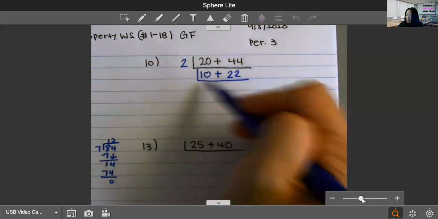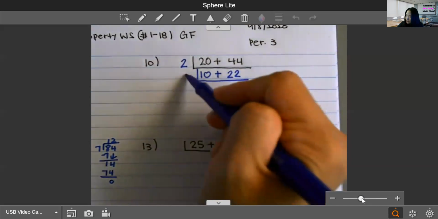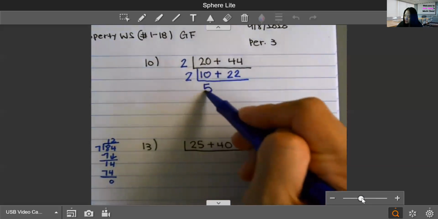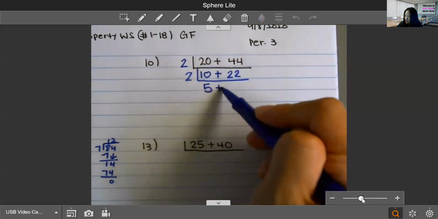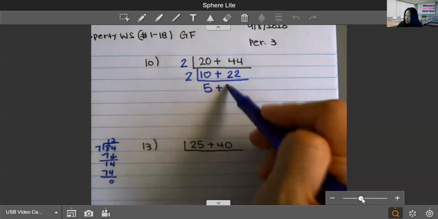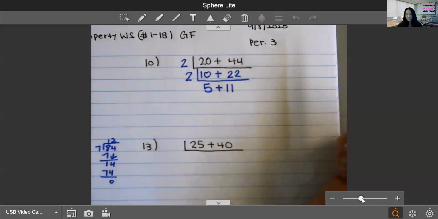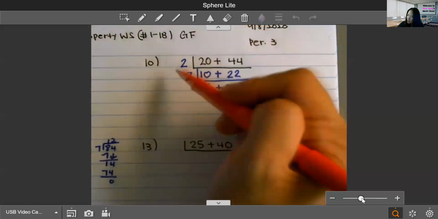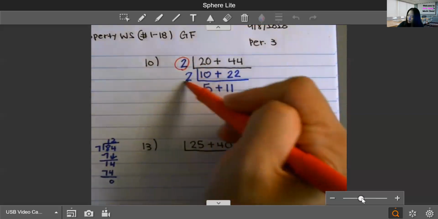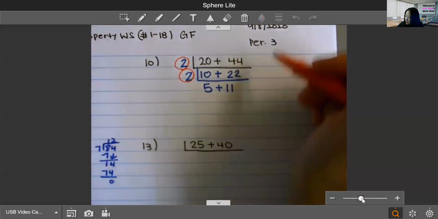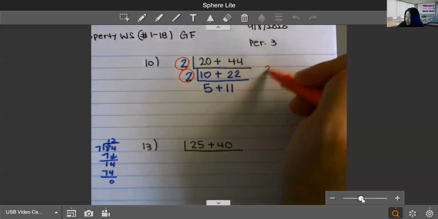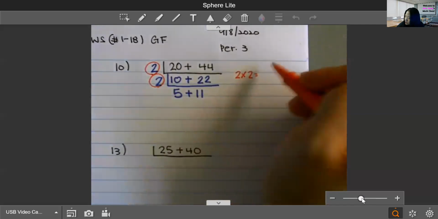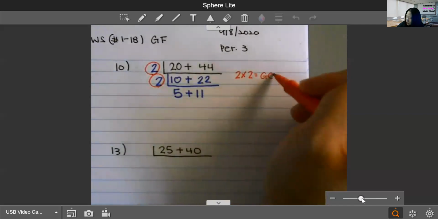So I'm going to draw another upside down cake and put a 2. 2 goes into 10 5 times, bring down the plus sign. 2 goes into 22 11 times. Now, 5 and 11, there's no common factor. So I'm going to multiply the 2 and the 2. I'm actually going to write that right here. My greatest common factor is 4.